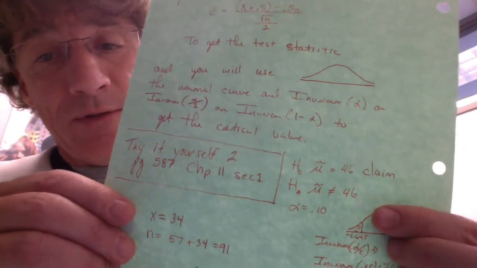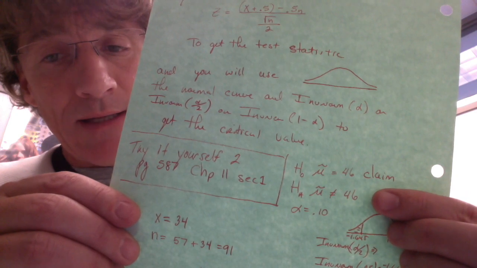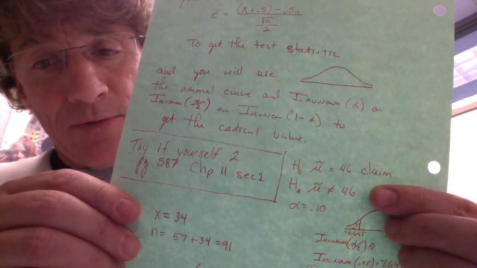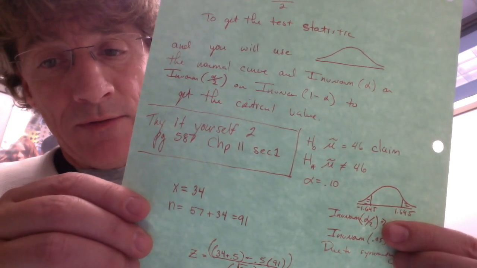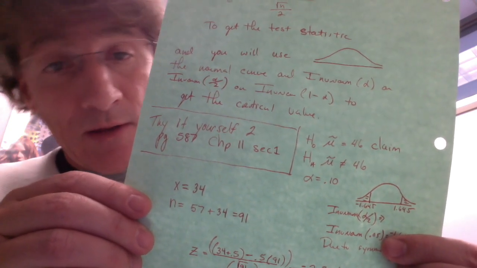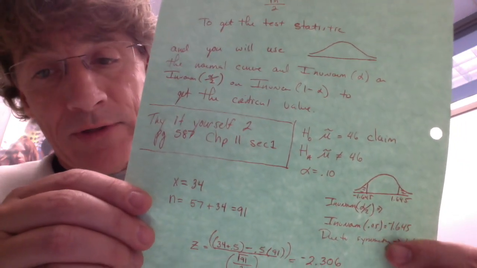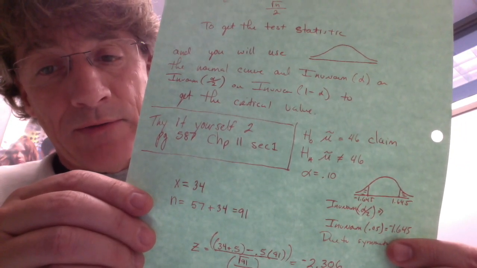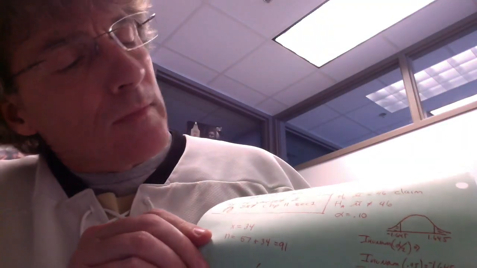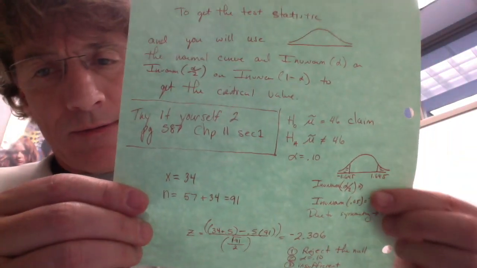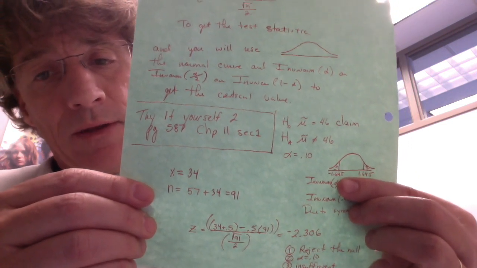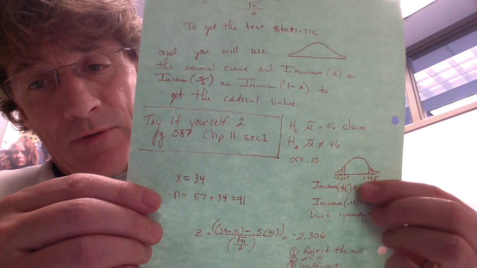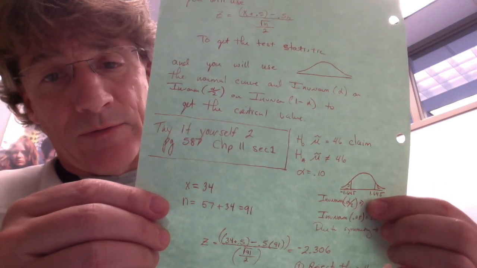Now, the alpha is 0.10, and because it's a not equals in the alternative, we are dealing with a two-tailed test. So what I did was I used the INV norm alpha over 2, and so I took my alpha, which is 0.10, and split it in half. I did INV norm 0.05, and I got my negative 1.645. Now, if you look right here, you get your negative 1.645. And then, due to symmetry, I can just flip it over and make it the positive 1.645.